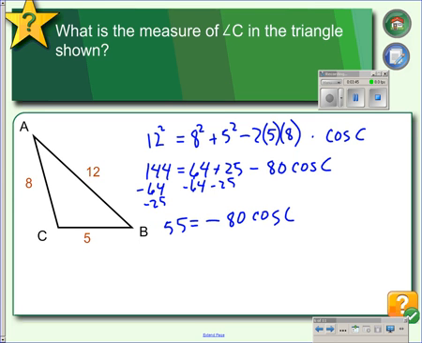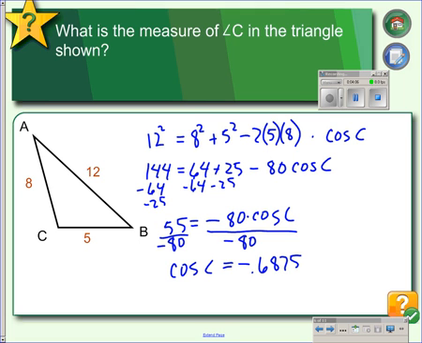This 80 can only be removed from the cosine by division because the way it's attached is by multiplication. So you have to do the inverse. So we have to do division. So 55 divided by negative 80 gives us the cosine of C equals negative 0.6875. And then to solve for C, we would do the inverse cosine of negative 0.6875. And that gives us C equals 133.4.